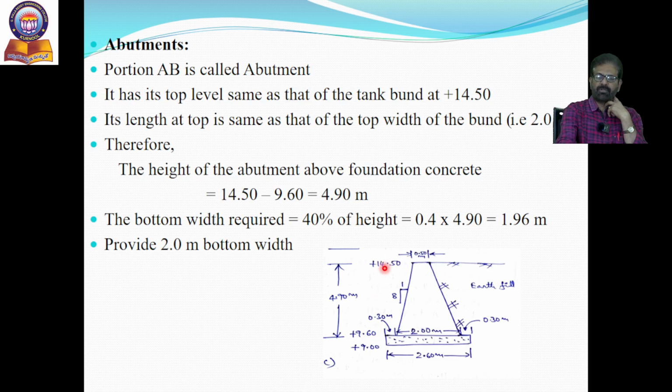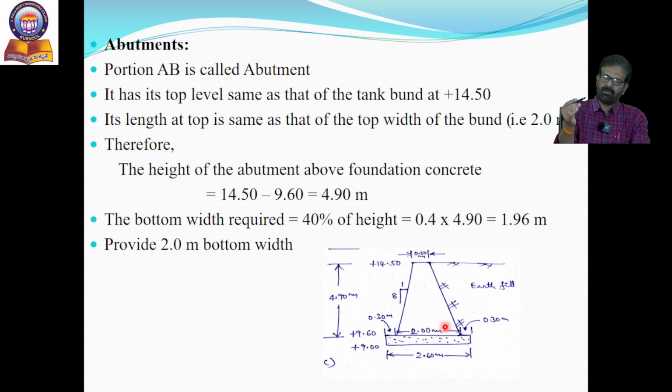So therefore this 14.5 minus 9.6, the 4.9 meter is the height of the abutment. Simply we can obtain the height. So it is a simple elevation difference, level difference only. After calculating the height, this is the procedure to follow.